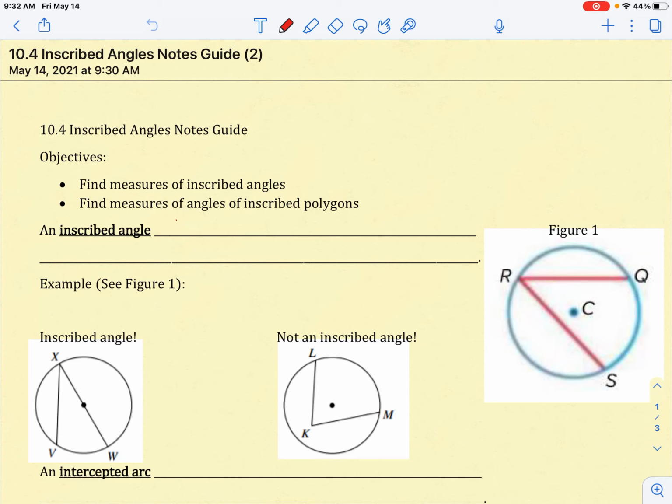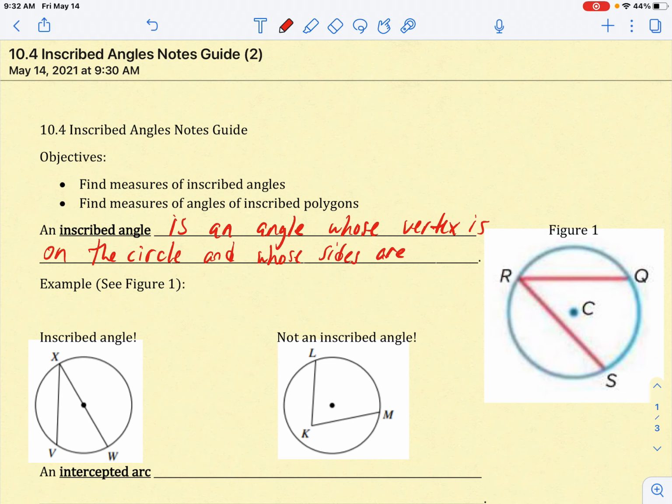Well, an inscribed angle is an angle whose vertex is on the circle and whose sides are chords. Remember, a chord is just a line segment that goes from one end of the circle to the other end of the circle, okay? So notice that QRS here, that's an inscribed angle. Notice R is the vertex on the circle, RQ and RS are chords.